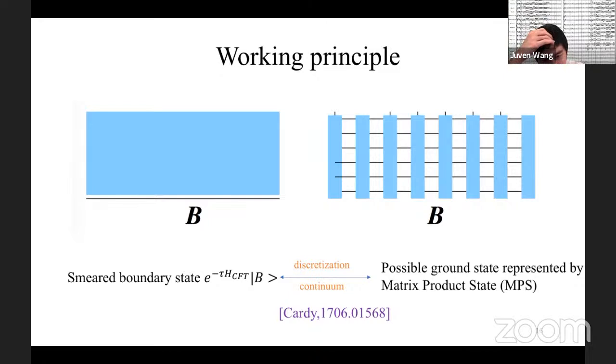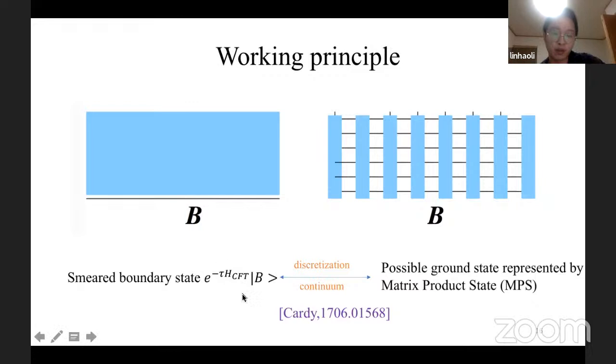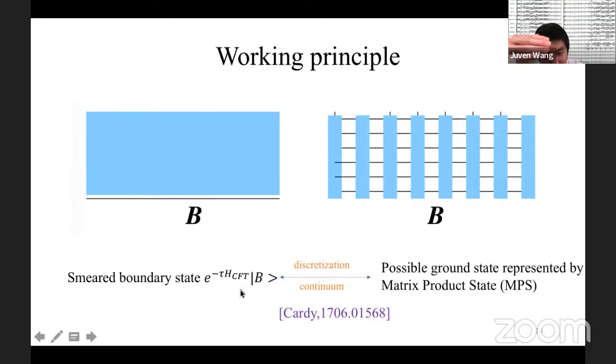Maybe we can... What do you mean by smeared boundary state? This is called a smeared boundary state because this state is after an imaginary time evolution. So Cardy named it as a smeared boundary state. Does a property change when you increase tau?